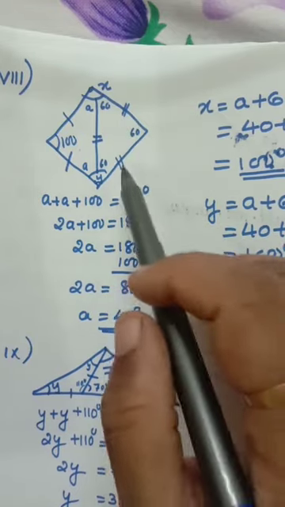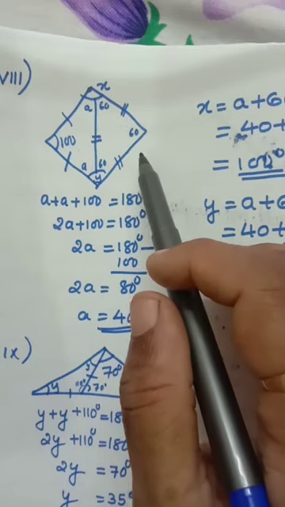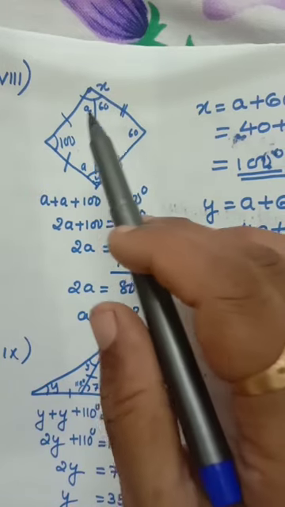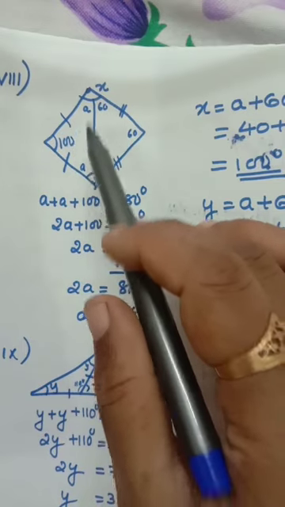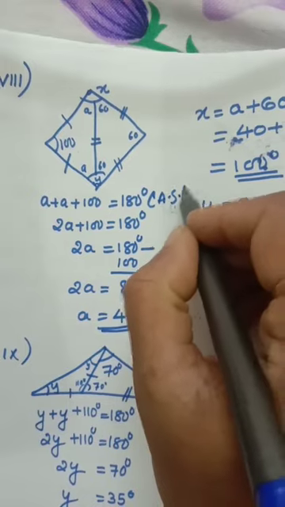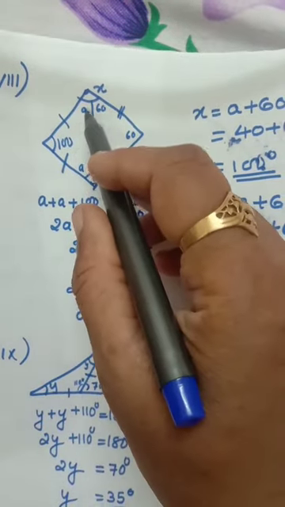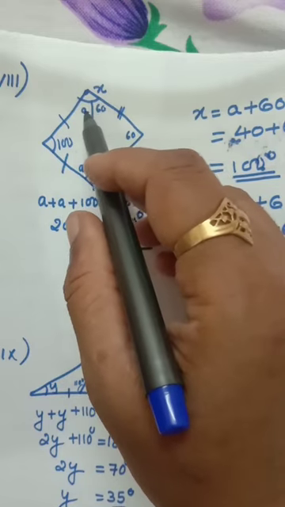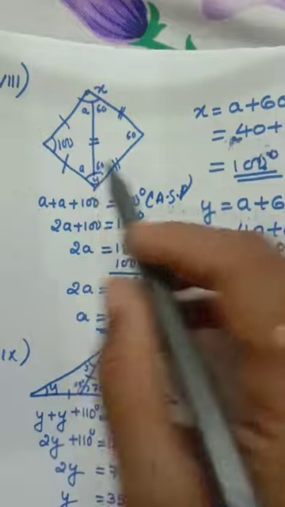You know three sides are equal, that is an equilateral triangle. Equilateral triangle, all angles are equal: 60, 60, 60. So 100 plus A equal to 180 degree, because angle sum property that you know, you will get A equal to 40, this also 40, this also 40. Then whole angle X equal to 40 plus 60, 100. Here Y equal to 40 plus 60, 100.